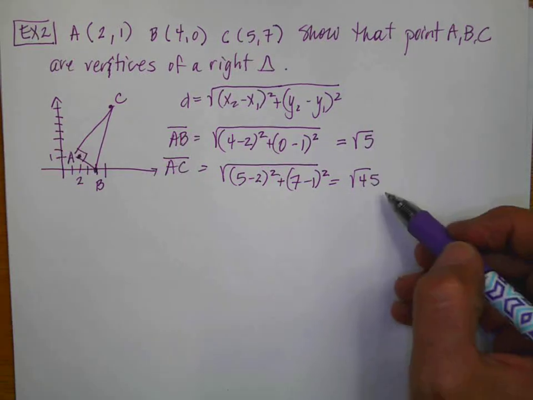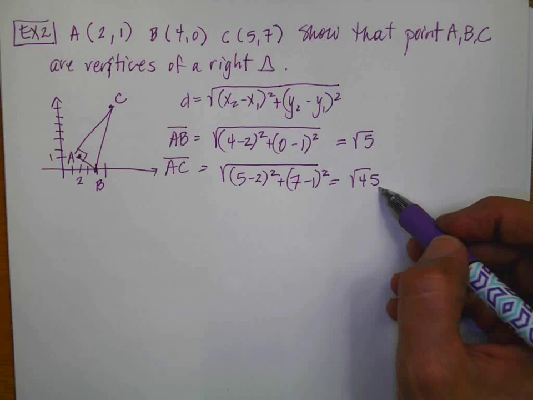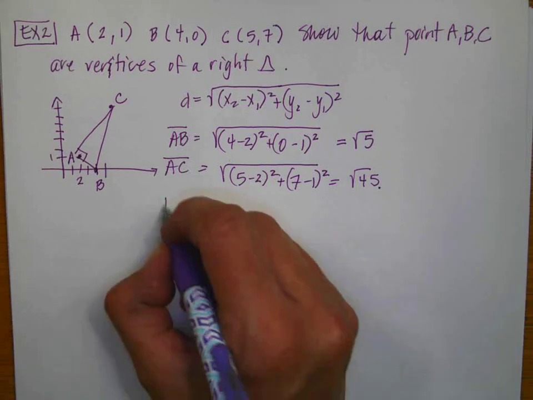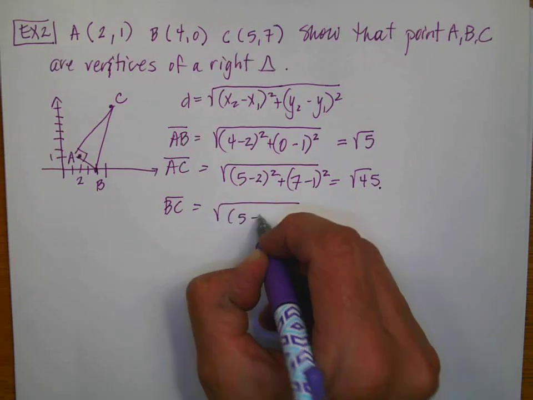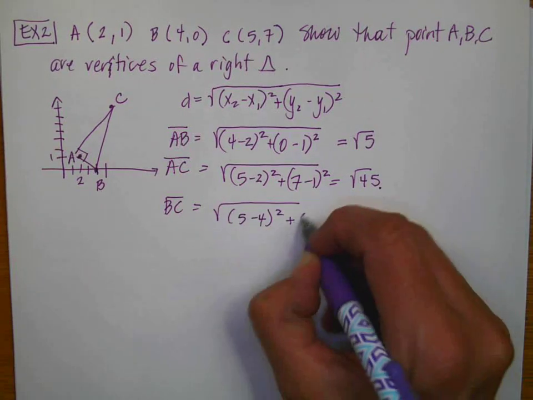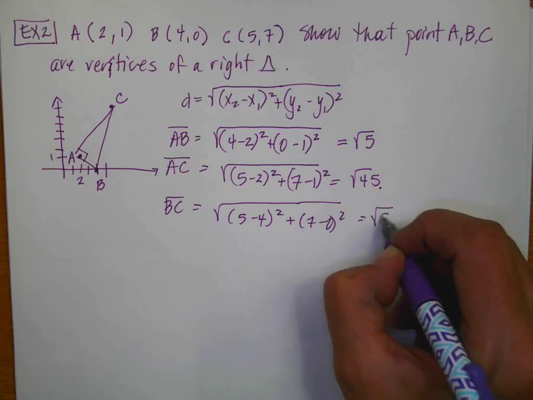This is not a reduced radical, but that's okay. We're going to leave it like that because I'm going to do the Pythagorean theorem. Then BC is going to equal the square root of (5 minus 4) squared plus (7 minus 0) squared, which is equal to the square root of 50.